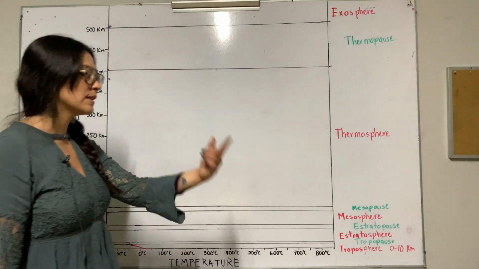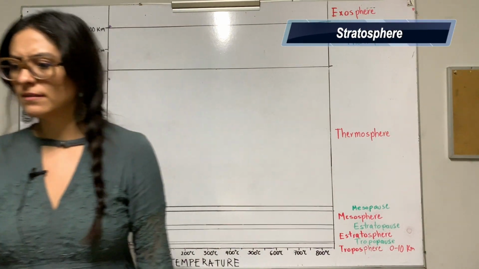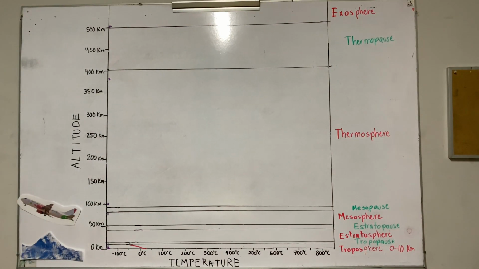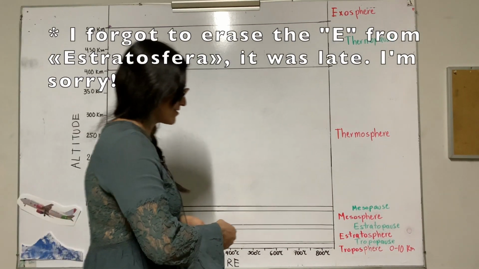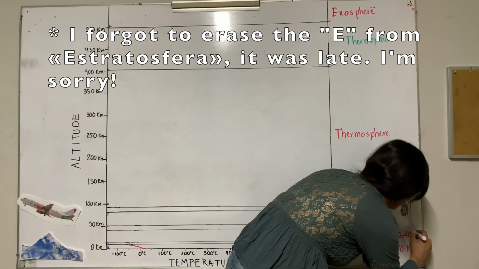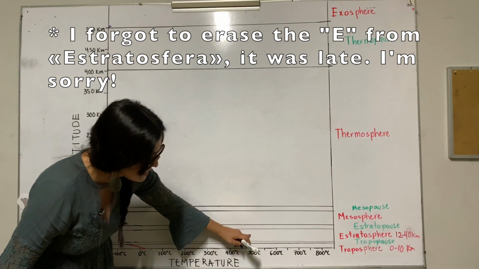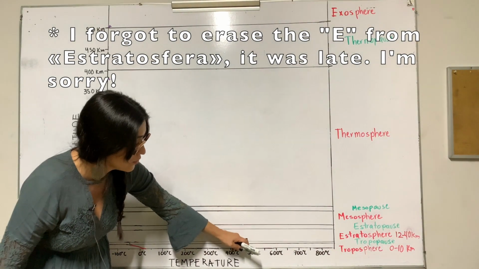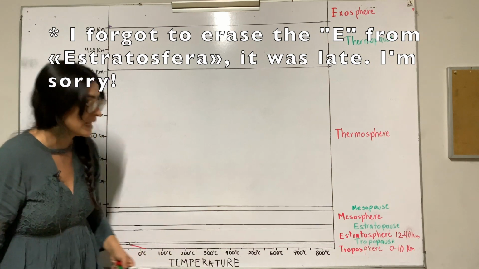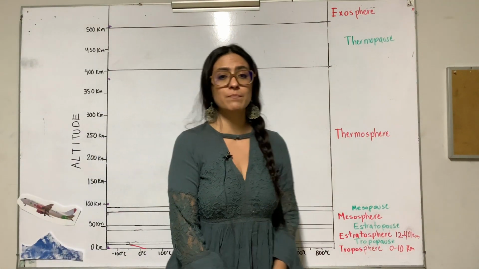So let's move to the next layer, the stratosphere. The stratosphere is between 12, I think 12, that's why I have my notes, and 40 kilometers. Between 12 and 40 kilometers of altitude, we have the next layer. This one is thicker than the troposphere. Do you see, between 12 and 40? The stratosphere has something very important.